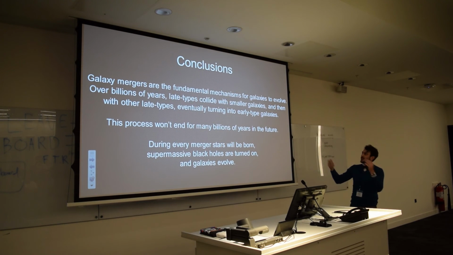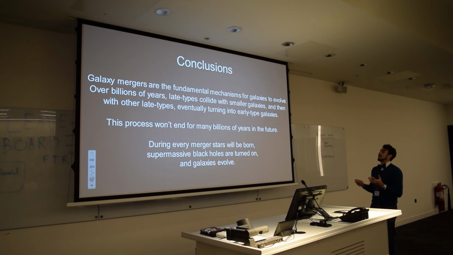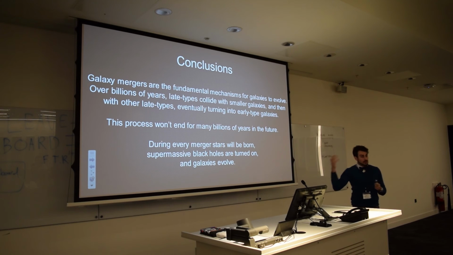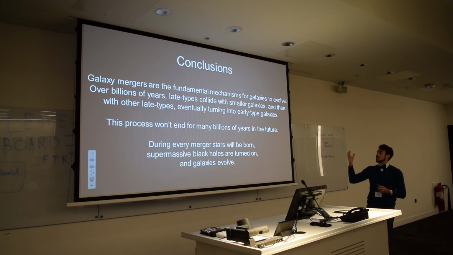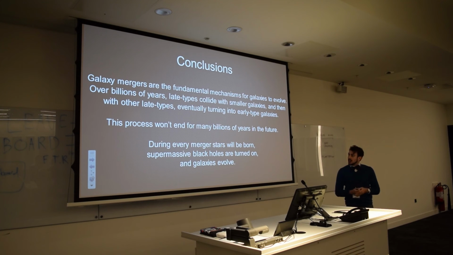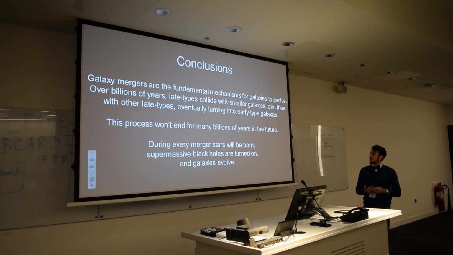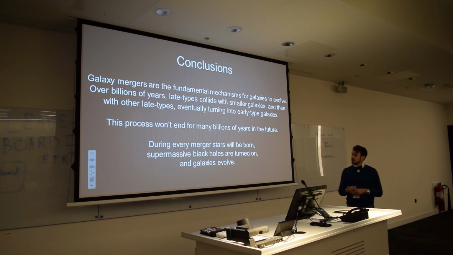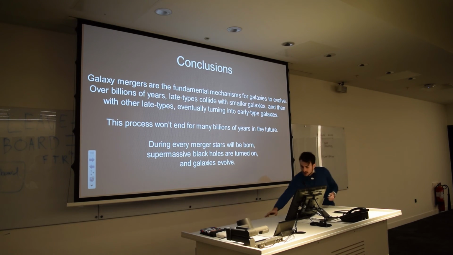So the scientific conclusion is that galaxy mergers are a fundamental mechanism for galaxies to evolve. For billions of years, the late types, the spirals, collide and turn into ellipticals or other late types. It's a long process, and it is not going to stop. Galaxies will continue to merge as long as there are galaxies in the universe. The universe will eventually expand until there's only one galaxy left. But until then, stars will be born in mergers, there are going to be supermassive black holes, and galaxies will continue to evolve. Thank you very much.